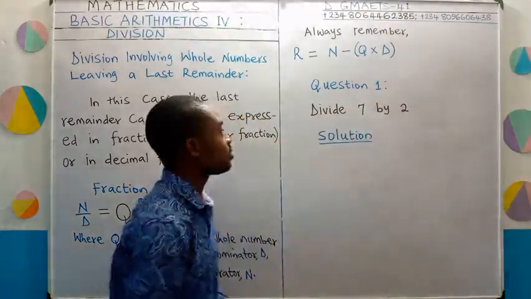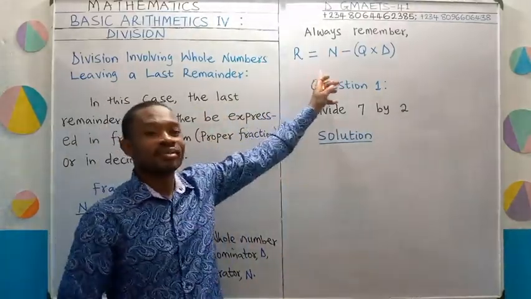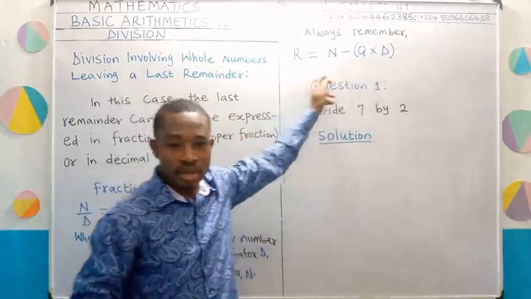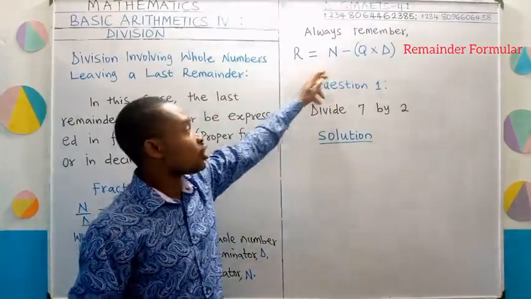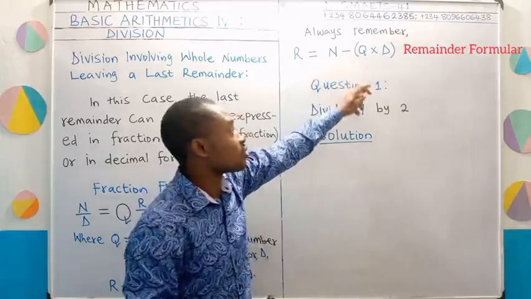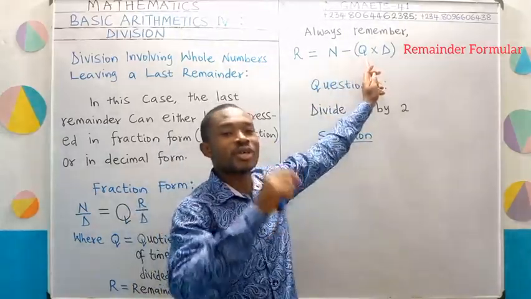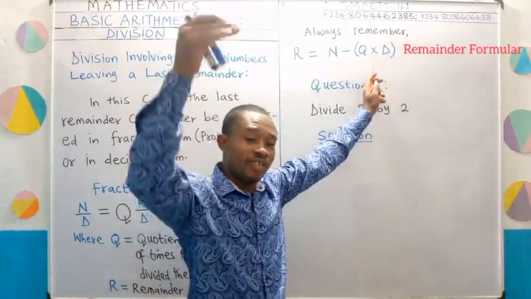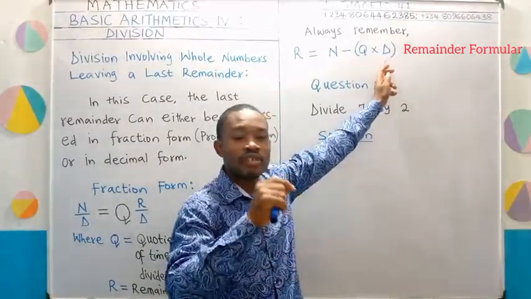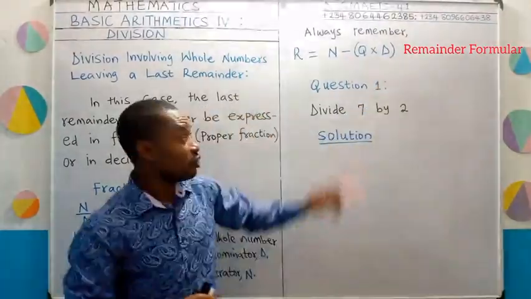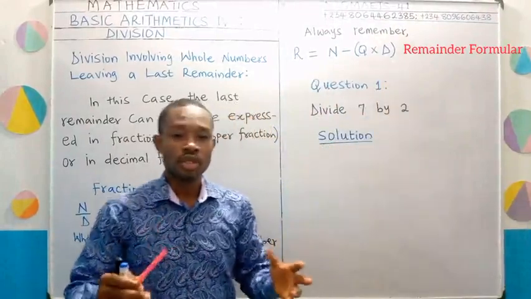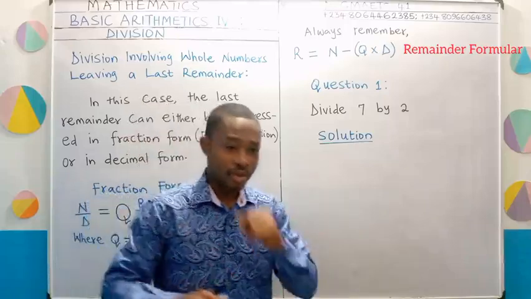And don't forget, how do we get our remainder? The fastest way of obtaining a remainder is knowing this remainder formula. The remainder is always what we divided in the numerator, so that n represents the numerator, minus the quotient, which is the whole number of times the denominator divided that numerator, multiplied by the denominator itself, that's the divisor. I've used this formula before, in our last class when I taught you division of whole numbers without remainder.